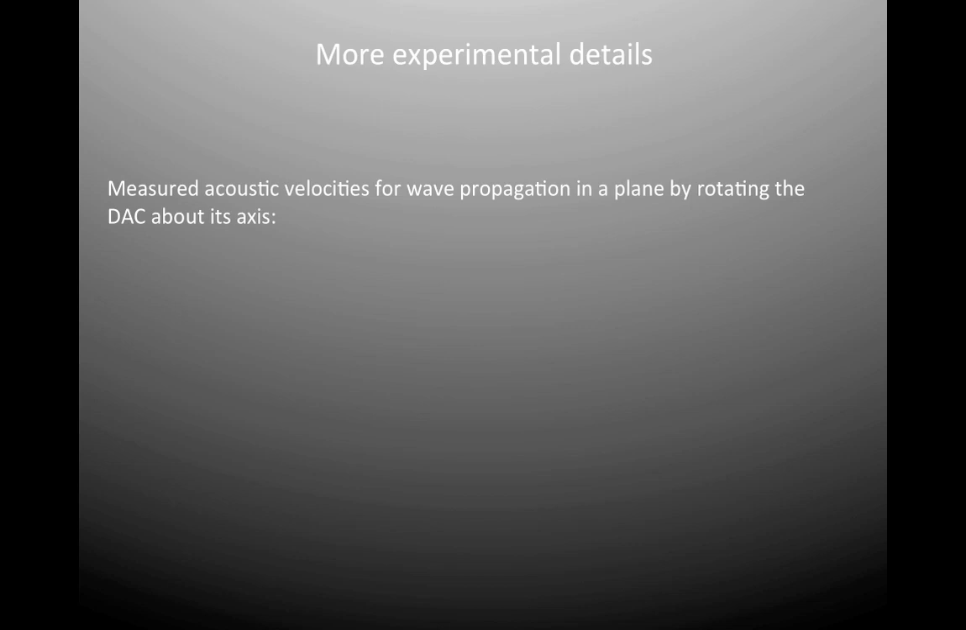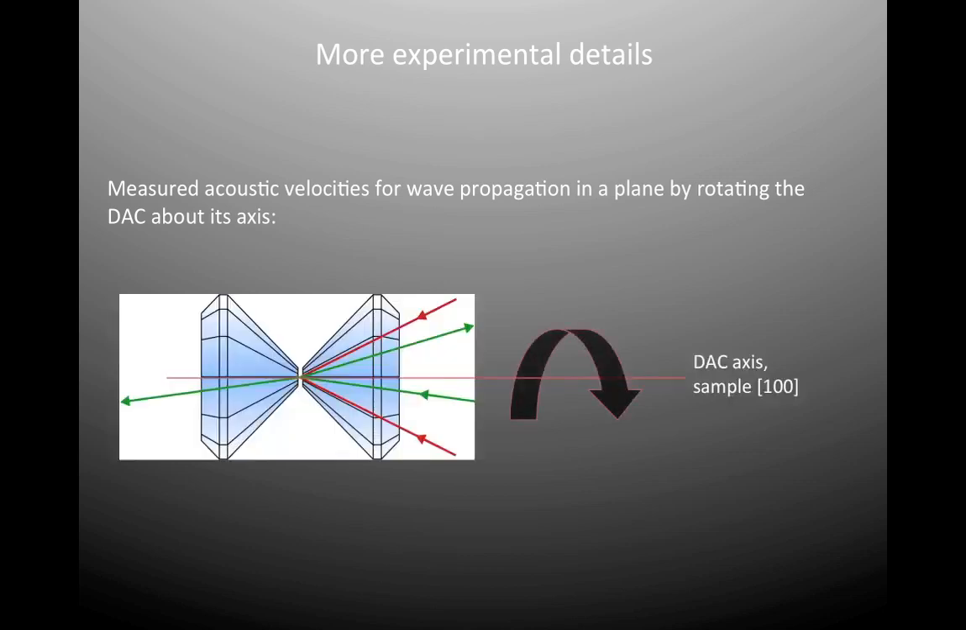So one can measure acoustic velocities for waves propagating in the plane of the sample, in the plane of the diamond interface, by rotating the diamond cell about its axis. And so here we have a picture of a diamond cell with a diagrammatic sample between the two diamonds, and on axis one can rotate the diamond cell.